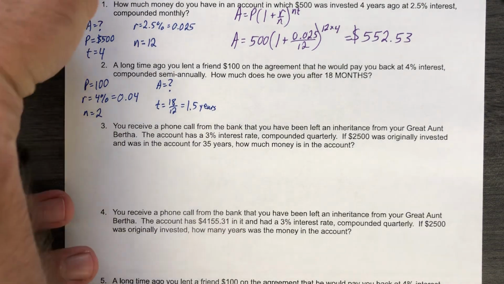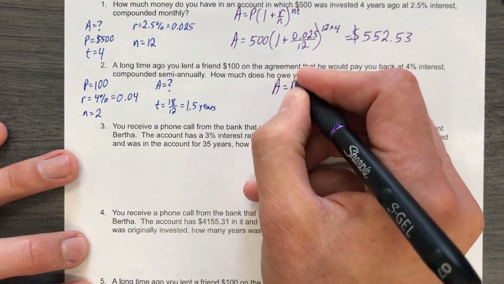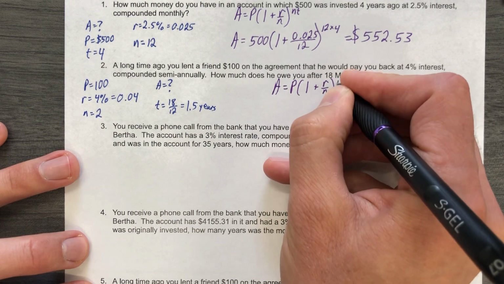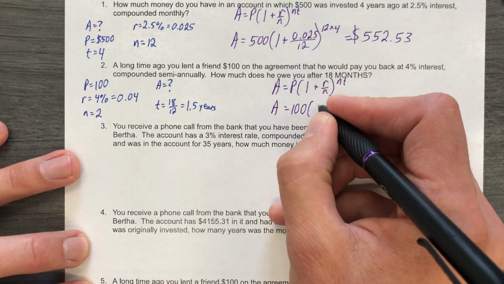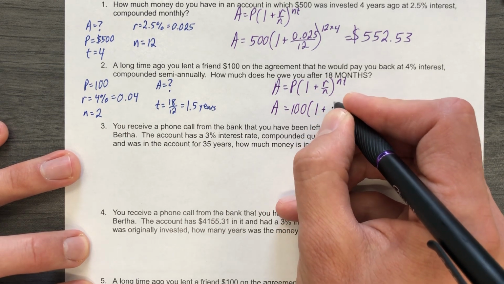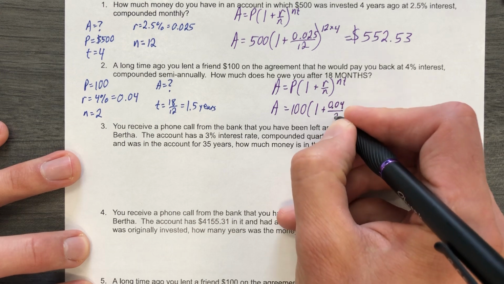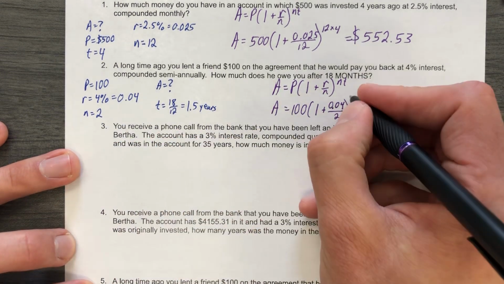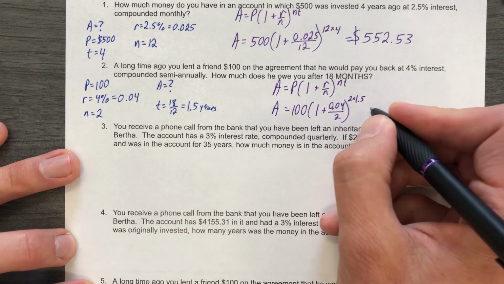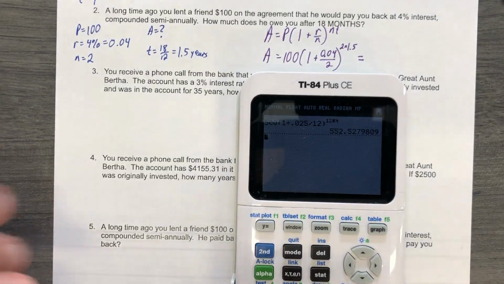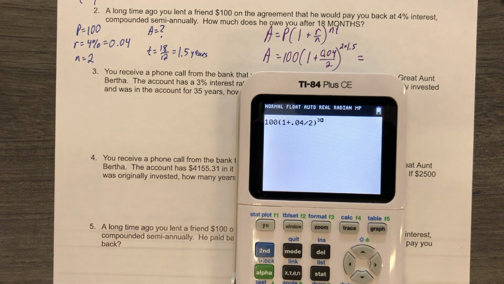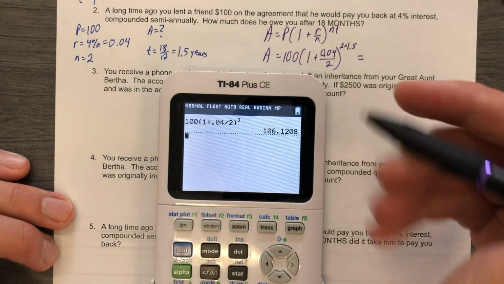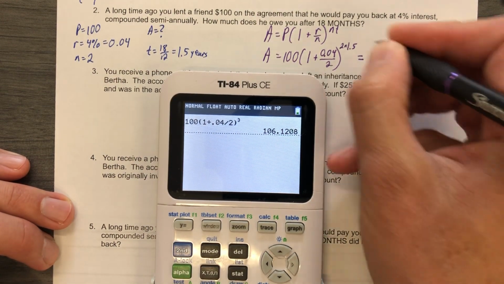Okay, I always like to write the formula down. It helps me. 1 plus r over n to the nt, and we're going to find out what A is. So $100. I want to know how much my friend owes me. 0.04, we're going to divide it by 2, and raise it to the 2 times 1.5. 2 times 1.5 is 3. If you want to go ahead and call it a 3, you could, but do 2 times 1.5 if you like. $100 times 1 plus 0.04 over 2, raised to the 2 times 1.5. Everything is typed correctly. My friend owes me $106.12.